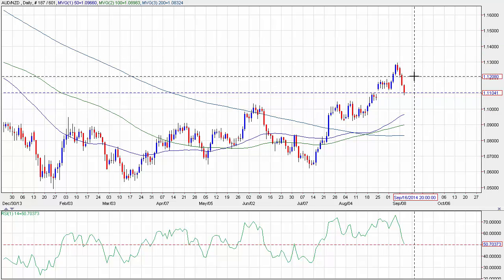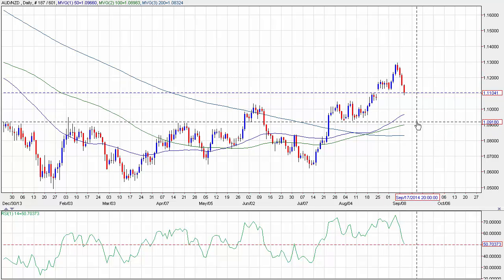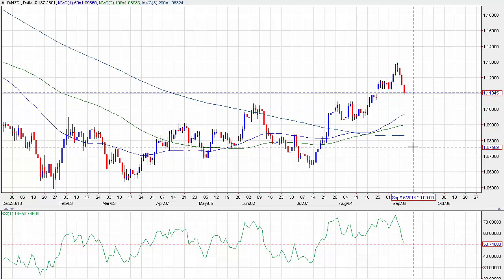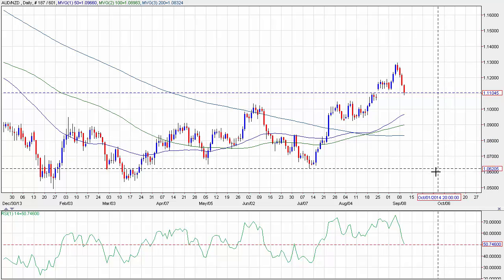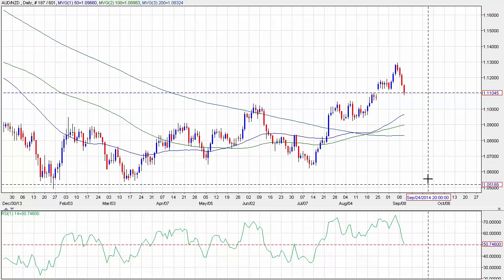Right, if price can then come back above the simple moving averages, the bullish outlook would still be in play. However, a break below 1.08 would bring the Aussie Kiwi back into the neutral bearish mode with pressure back towards the lows this year in this 1.05, 1.06 area.